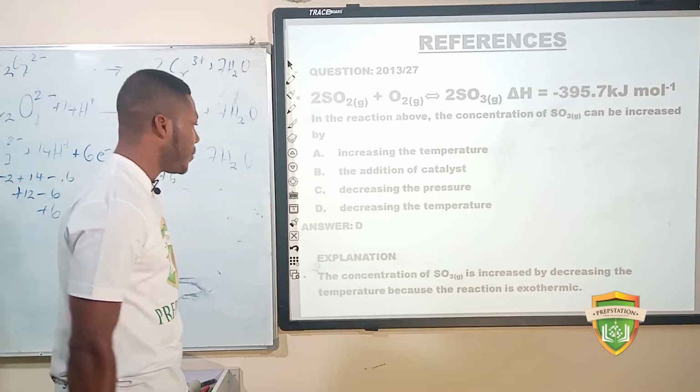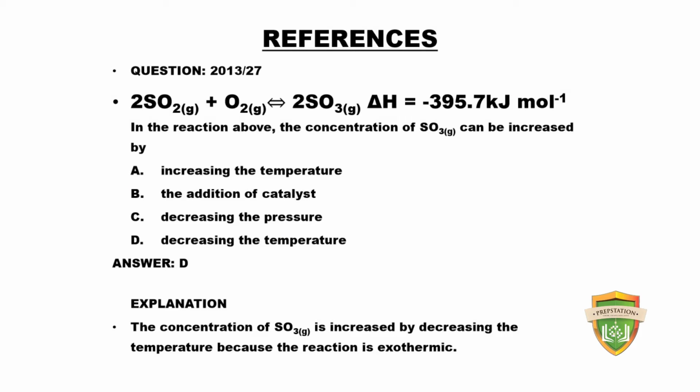Now, what is the question? In the reaction above, the concentration of SO3 can be increased by: A, increasing the temperature; B, addition of catalyst, totally off; C, decreasing the pressure, off. So B and C are out. Focus more on A and D.